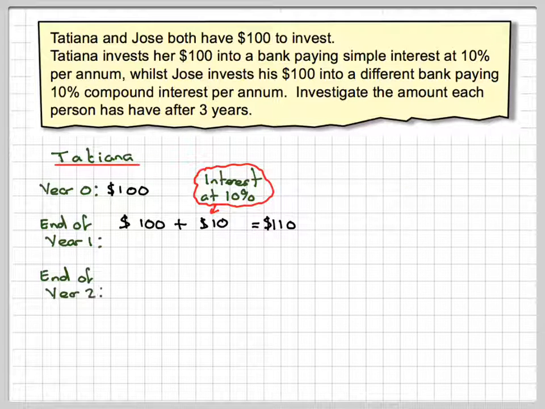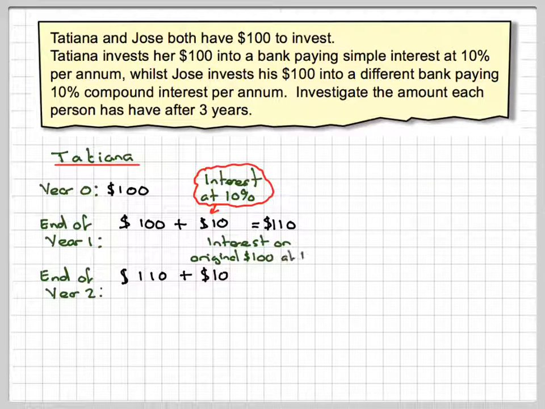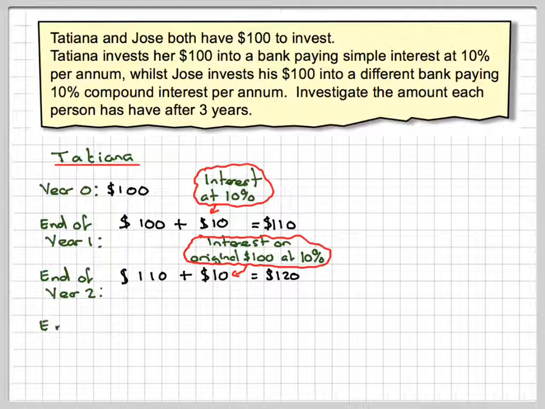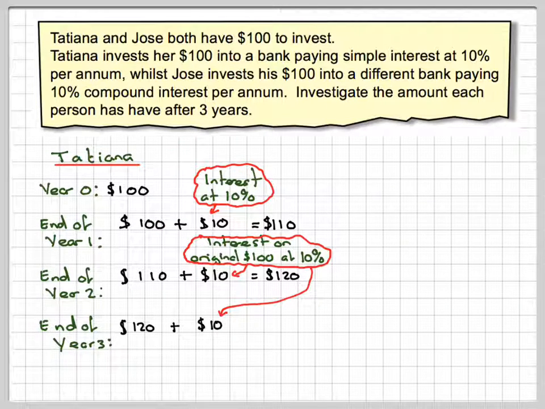At the end of year 2 she will have that $110, and then another 10% of the original amount is added on, so she will now have $120. At the end of year 3 she will have $120, and then 10% of the original amount is added on, and so in total after 3 years she will have $130.